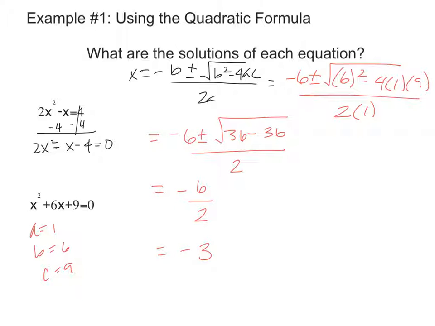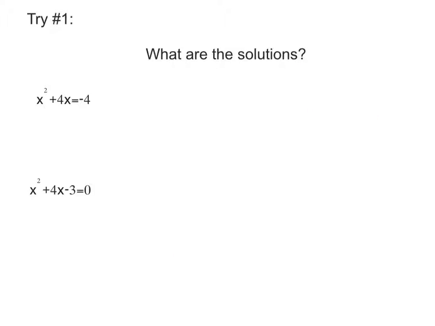Okay, let's look at our try. Again, we need to be sure that our first equation is in standard form, and this first one is not, so we need to add 4 to both sides. Therefore, we're left with x squared plus 4x plus 4 equal to 0. So a is 1, b is 4, c is 4.